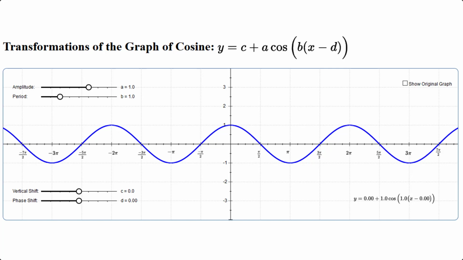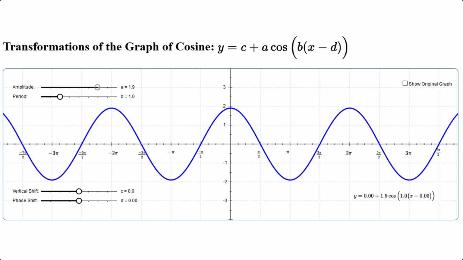Now, with cosine, it's basically the same. You're just looking at the wave pattern starting from a different point. So cosine starts at a maximum of 1, whereas sine begins its pattern at 0. The transformations are all the same. They affect it the same way.